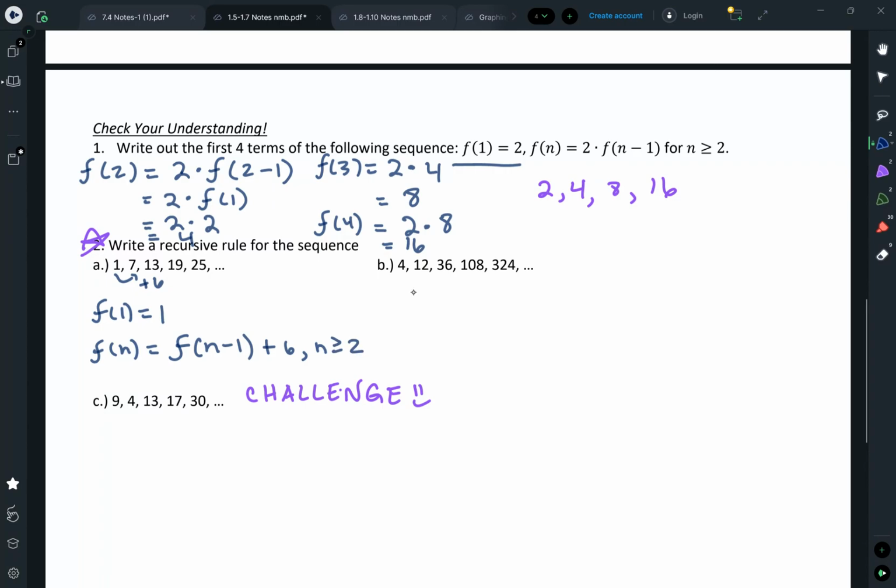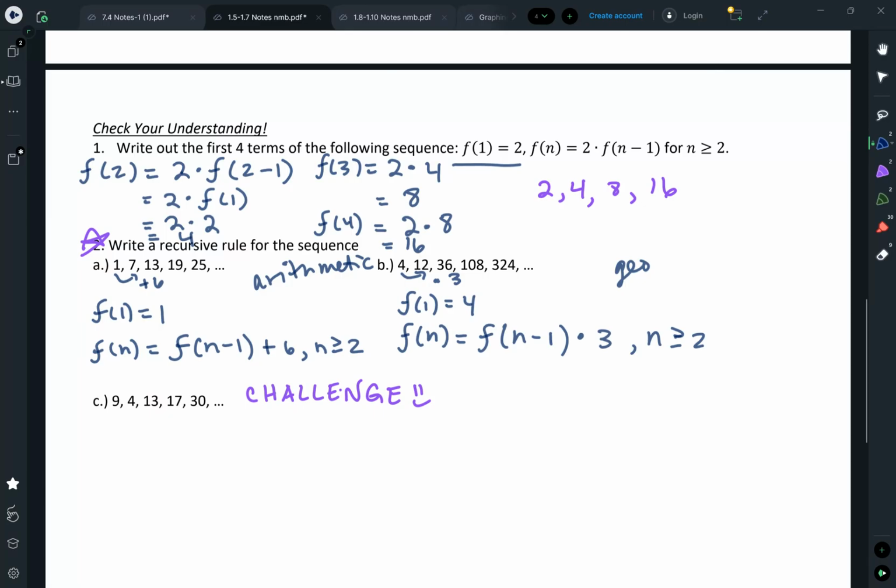The next one, my first term is 4. So I'm going to start out by saying f of 1 equals 4. And then to get from one term to the next, we're multiplying by 3. So that means to find f of n, I'm going to take my previous term, f of n minus 1, and multiply that by 3. And that's for n greater than or equal to 2. So this one is geometric, and the other one is arithmetic.